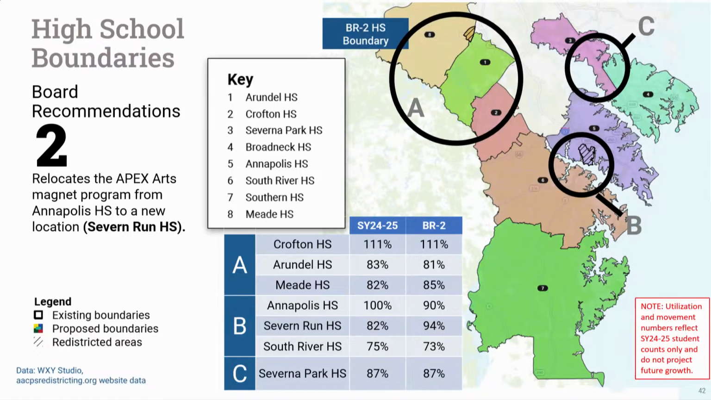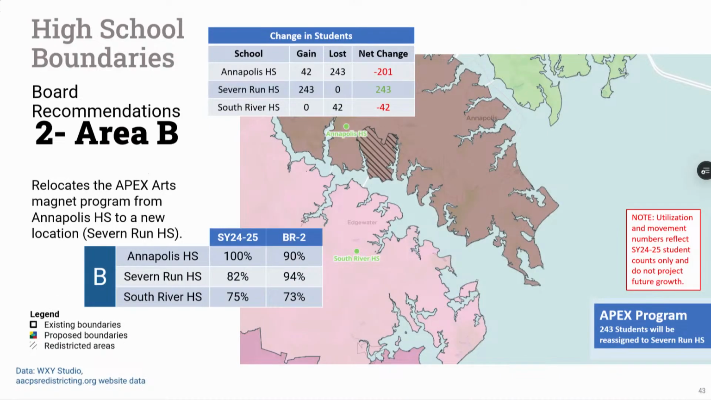Notably, there are no adjustments for Crofton High School, maintaining its current overutilization of 111%, while all other adjacent high schools are listed below 100%. In BR2 in Area B, once the Apex program is moved from Annapolis High School to Severn Run High School, and 42 students are added to Annapolis High School from South River High School, Annapolis High School will reduce its enrollment by approximately 201 students to achieve utilization under 100%, at 90%.